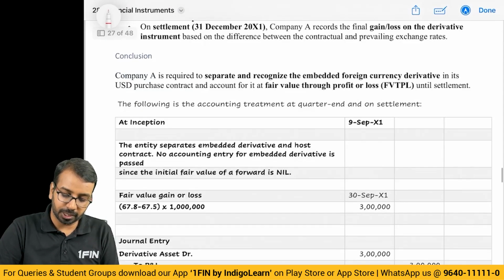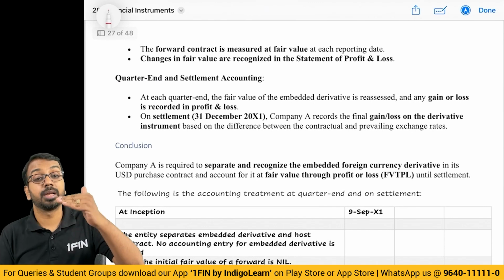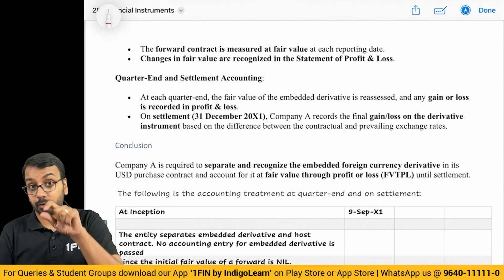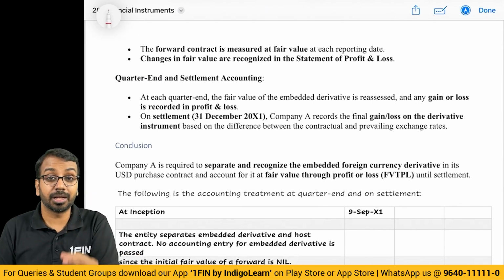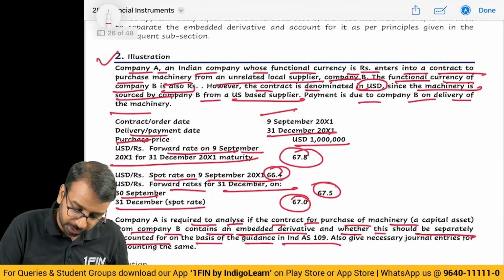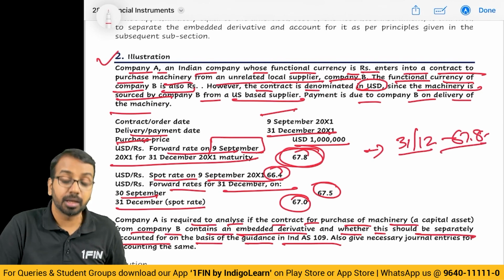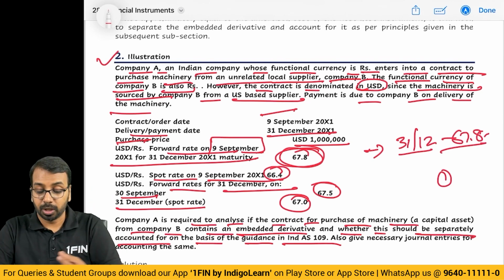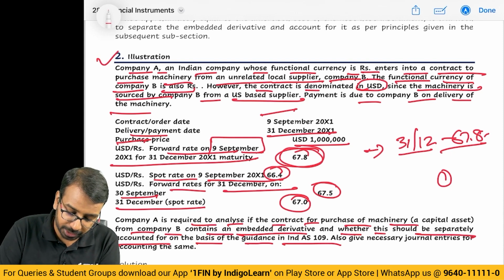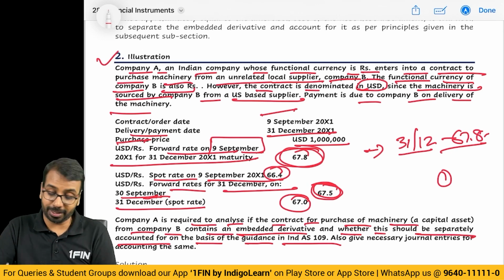Now, how do we measure it? Initially, you have two parts. One is a foreign currency derivative. That foreign currency derivative, initially, what is the fair value? On 9th of September, the quote for 31st December is 67.8, so the fair value of the forward contract is 0. Subsequently, on 30th of September, the price becomes 67.5. So then we will account for changes in value of the contract.